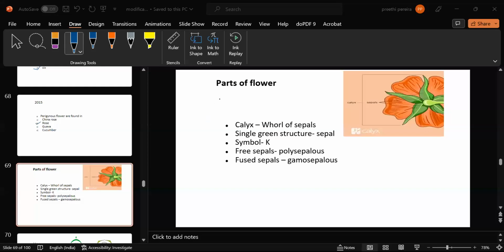First, we are going to study about, just a second, it's loading. I'm sharing the PPT. First, it is said to be calyx.